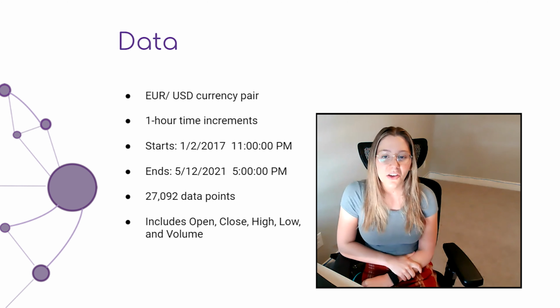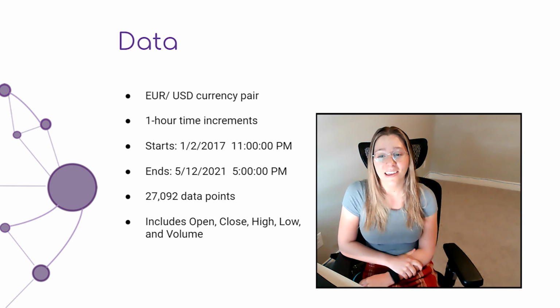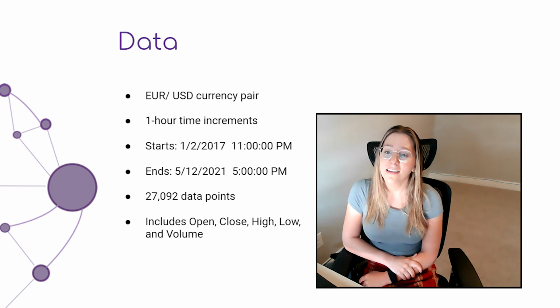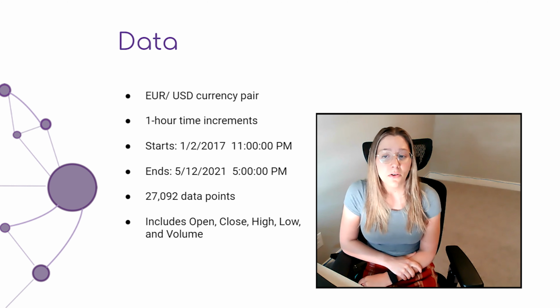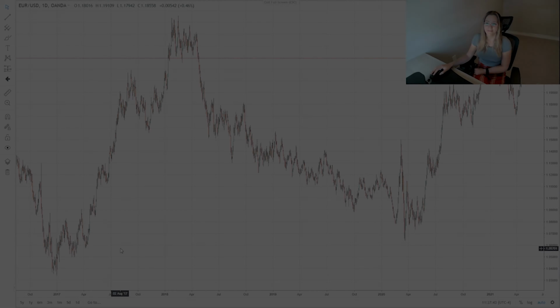For this study, the Euro USD currency pair was selected because it's a relatively stable pair without the dramatic fluctuations that can be seen in some other currency pairs, such as JPY. In the end, this resulted in over 27,000 data points. It should be noted weekend data was not included in the study due to a lack of weekend trading.